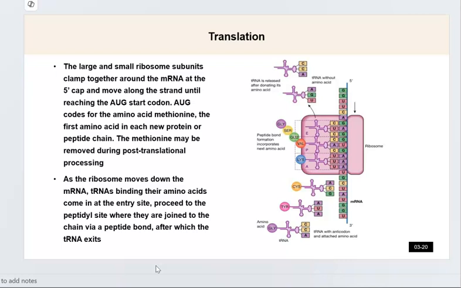So this is the example on your screen here of the translation. Remember, translation occurs in the cytoplasm when the small and large ribosomal subunits attach to the messenger RNA, and then the ribosome moves along the messenger RNA with the tRNAs binding briefly to bring individual amino acids to be added to this growing chain, and then they exit.